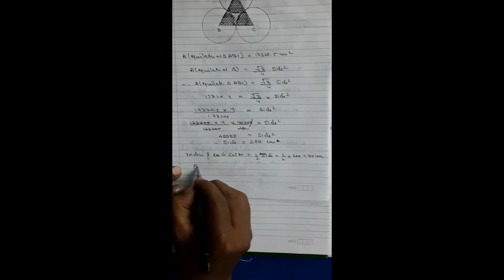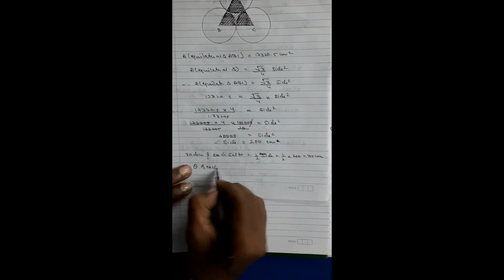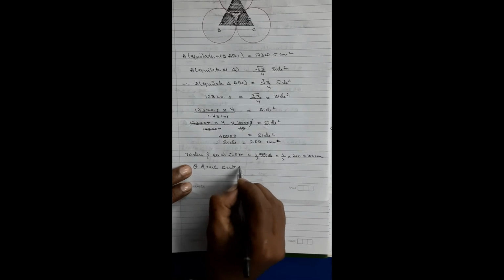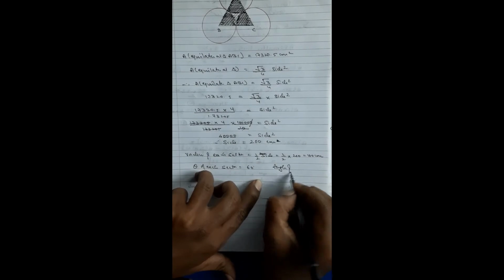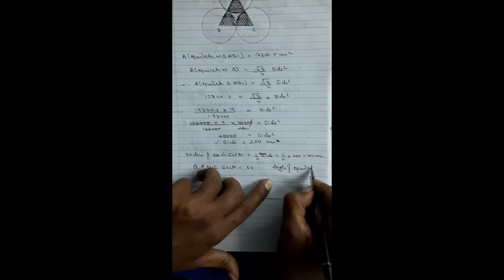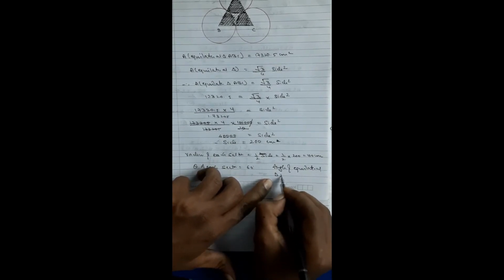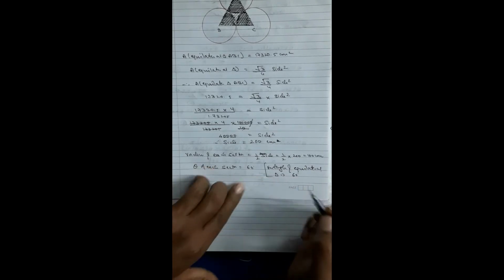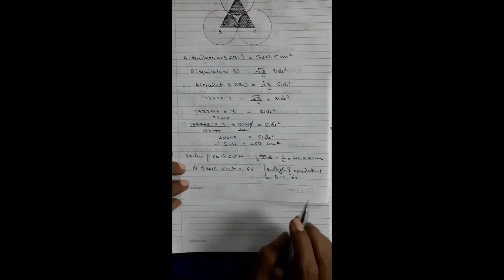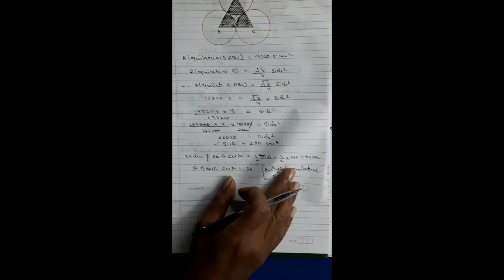Theta of each sector is equal to 60 degree. Reason, angle of equilateral triangle is 60 degree. Each, write each. So this is done. So now area of each sector.